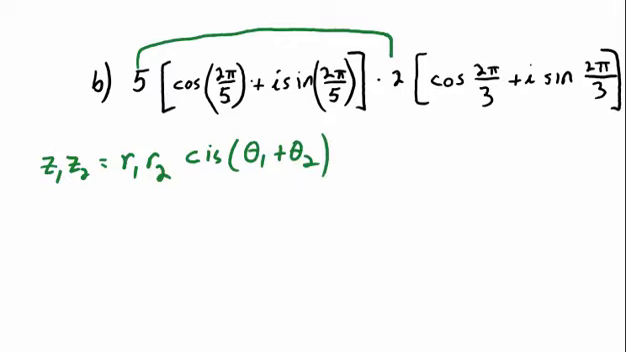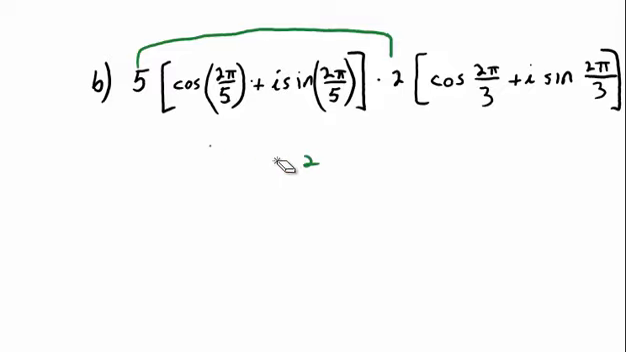So back to the multiplication here then. So what does this guy become? Let me get this out of the way, just because it'll look weird if I leave it there. So we take 5 times 2 and get 10, and then it becomes cis. We're just going to add 2 pi over 5 to 2 pi over 3.